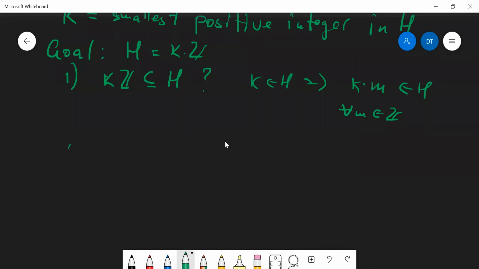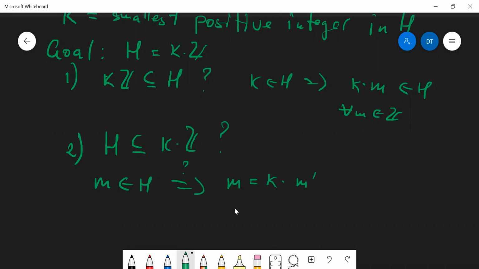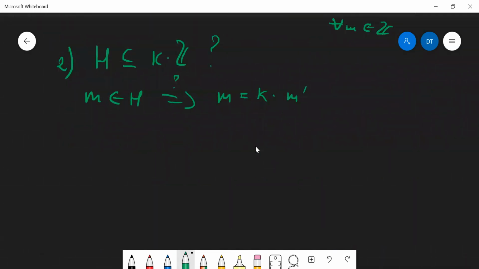So now the second one. Now we want to show that actually H is inside K times Z. So what do we need to prove here? We should take an arbitrary element M inside H, and we should show that M is equal to K times some M prime. So we need to find this M prime. So we should show that M is divisible by K. This is our goal.